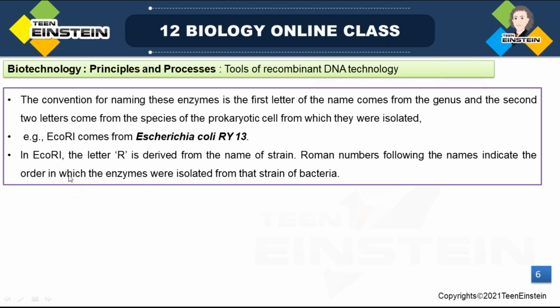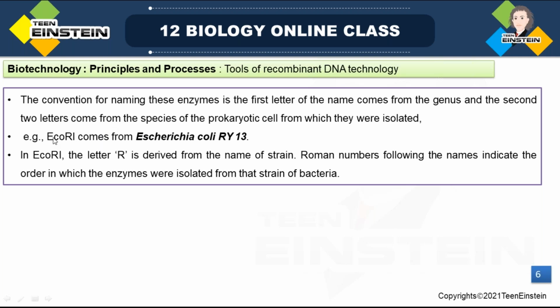So the Roman number shows the order in which that enzyme was isolated. That's how the naming is done. How is the naming of the enzyme done? The first letter of the name comes from the genus name. While writing the scientific name, first you write the genus name, secondly the species name, right? So the first letter comes from the genus, and the next two letters come from the species.